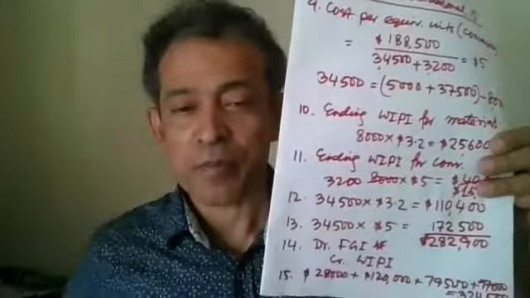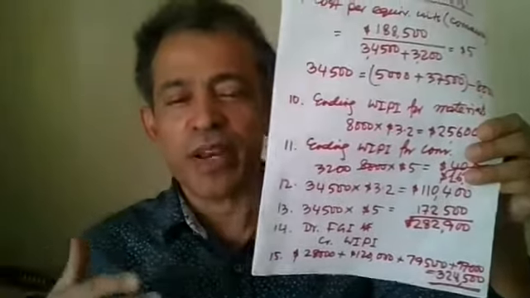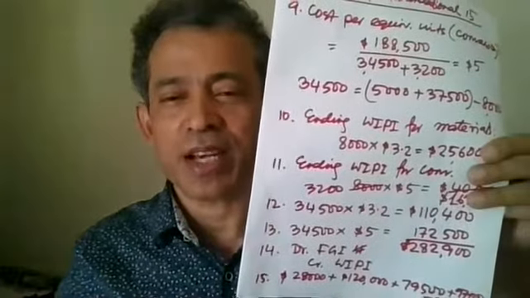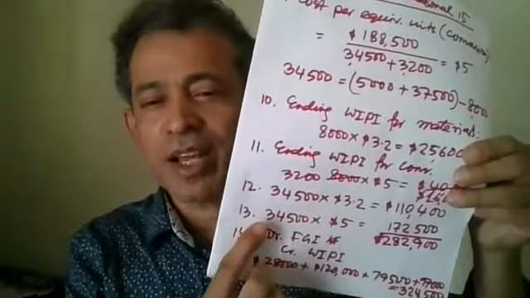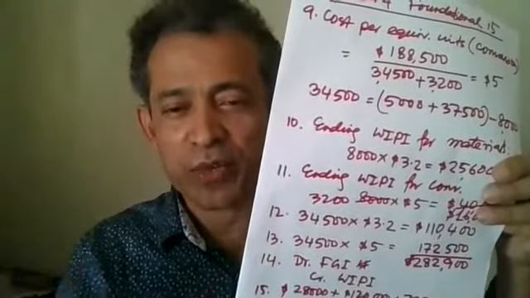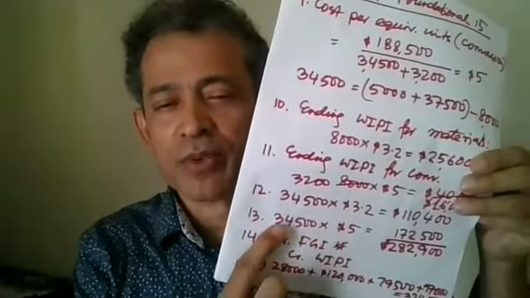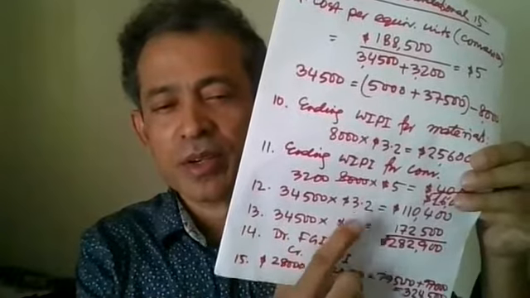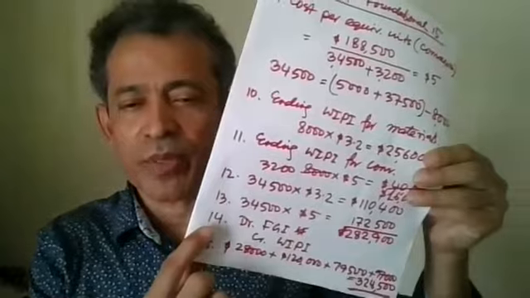34,500, isn't it? Look at requirement number 12. 34,500 units have been transferred to finished goods, and the cost of each unit is $3.20. So multiply that by $3.20. And the same number of units have been transferred to finished goods as far as conversion is concerned, and the conversion cost per unit was $5. So 34.5 times 3.2 and $5 respectively. That's requirements 12 and 13.